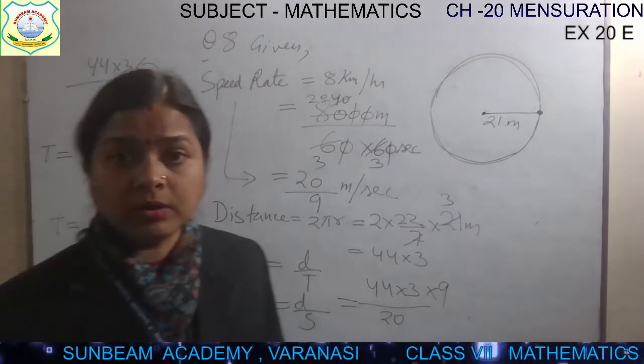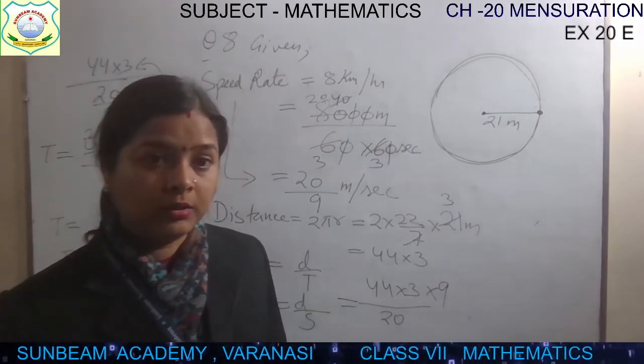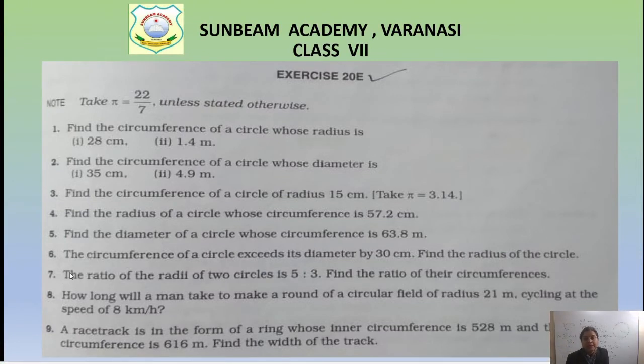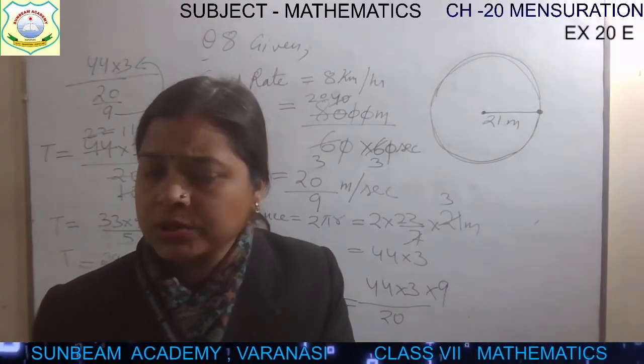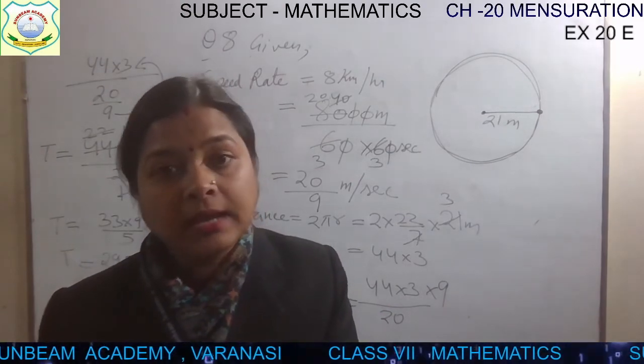It's very easy. The only thing is that the question should be clear to you, what the question is asking. Now if you see question number 9, a race track is in the form of a ring. The inner circumference is this, and okay, this question we will solve in the next class. Question numbers 9 and 10 are both left, so I will pick any one question or both according to the level of difficulty.